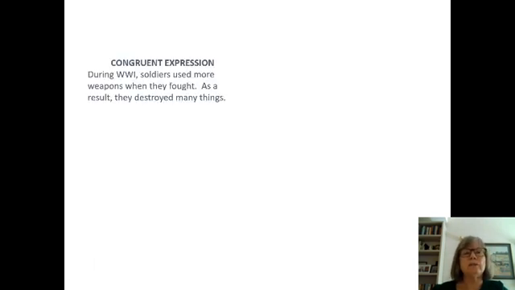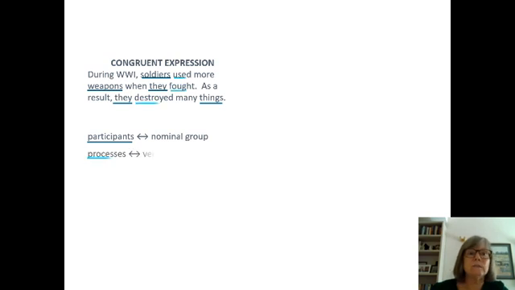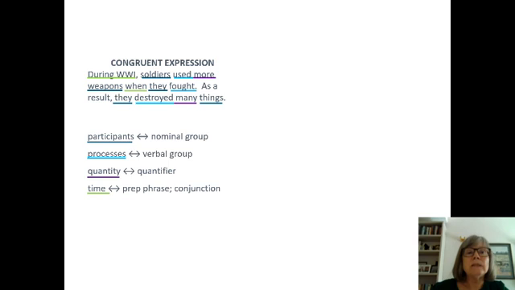Let's look at a congruent expression of the world. During World War I, soldiers used more weapons when they fought. As a result, they destroyed many things. So here we have participants, which are encoded through nominal groups: soldiers, weapons, they, things. We have processes that are construed through verbal groups: used, fought, destroyed. Quantities are construed through quantifiers like more and many. Time is construed through prepositional phrases, during World War I, or through a binding conjunction or subordinator, when. And cause is expressed through a logical connector, as a result.